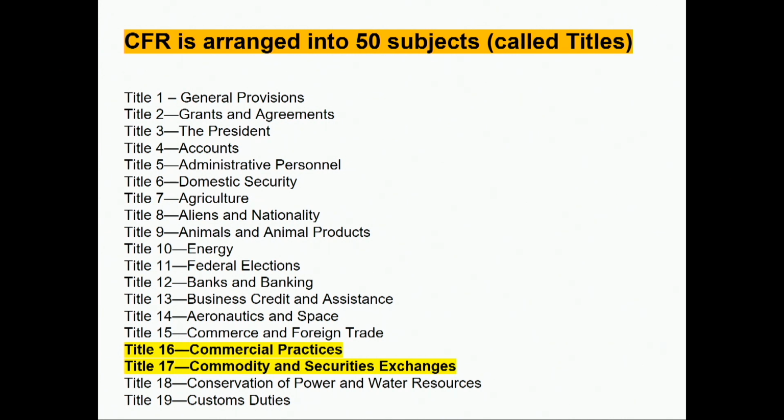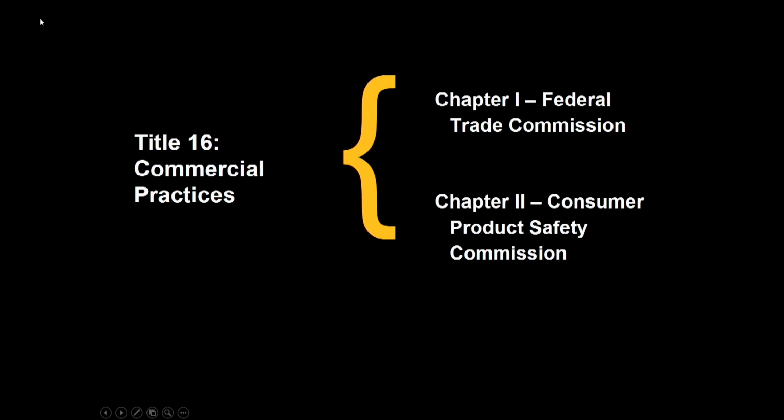I've highlighted two titles here, Title 16 and Title 17. We're going to look at these two titles to see how they're organized. Title 16 is commercial practices. There are two federal agencies that regulate commercial practices: the Federal Trade Commission and the Consumer Product Safety Commission. They are each given their own chapter in Title 16.